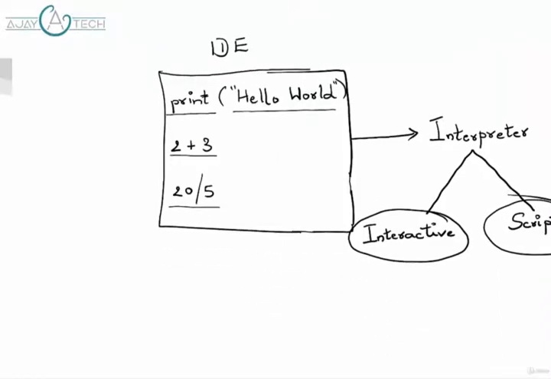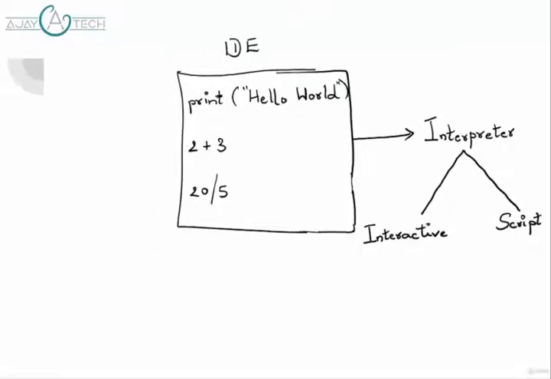The IDE is a combination of a text editor and the Python interpreter. As we have just discussed, the IDE can be used to write and test your code. Here I have given a print function to print the text hello world, and then the IDE can also be used to do mathematical operations like addition, subtractions, and so on.